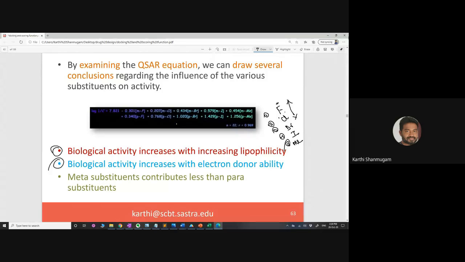Second one, we can easily answer. The biological activity increases with electron donor ability, right? Can you tell what's the order of electron donor ability of F, Cl, Br, I, and Me? Which one is a very strong electron donor? Electron donor properties of F, Cl, Br, I, and Me. Which one do you think is a strong electron donor? You can very easily answer this question.